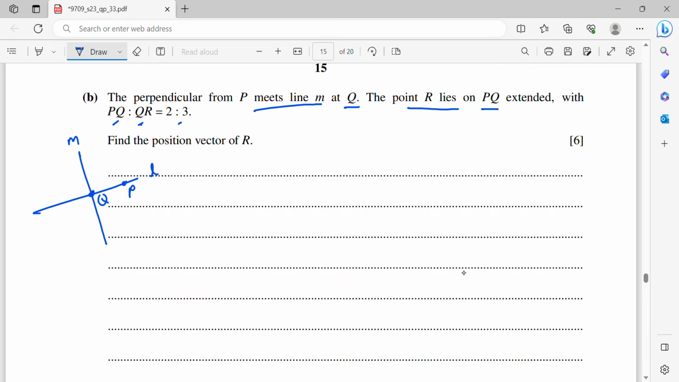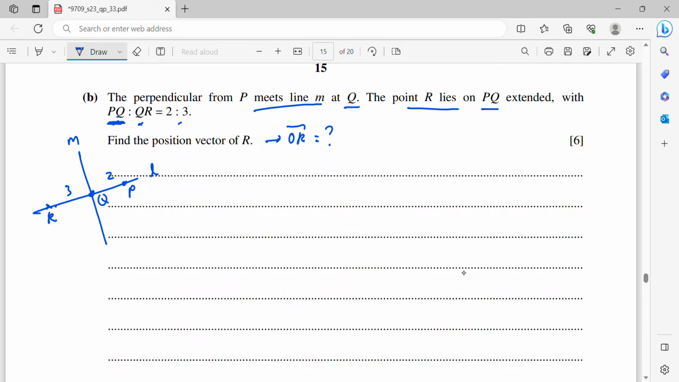And then the R lies on PQ extended. So PQ extended means somewhere here. And such that the ratio PQ to QR is 2 to 3. So here 2, here is 3. Then now you need to find what is your OR. Okay, so from here, firstly, I need to find what is my OQ.